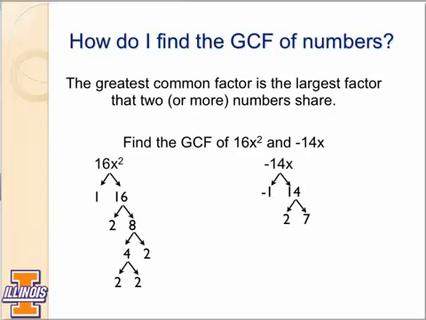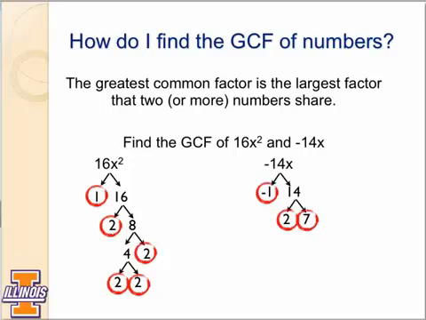So I'm going to break down 16 and negative 14 into the prime factors using this prime factorization tree. So 16 breaks down into 1 and 16, the 16 breaks down to 2 and 8, the 8 into 4 and 2, and then the 4 breaks down into 2 and 2. The negative 14 breaks down into negative 1 and 14, and then the 14 breaks down into 2 and 7. Then we circle all the ends of every branch because those are the numbers that can't be factored anymore, and those are called the primes.